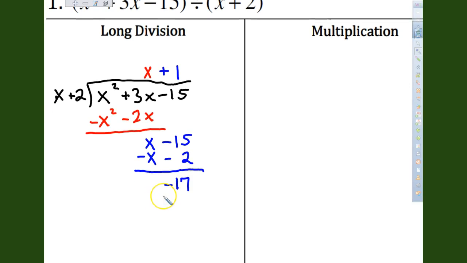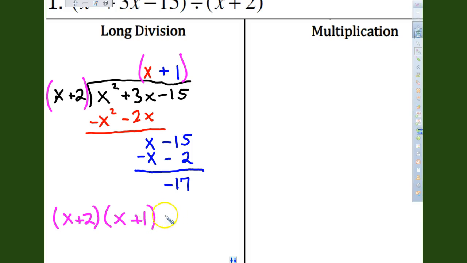Now, just like we did before, we multiplied 4 times 4 and then added the remainder. So we're going to do the same thing, but with polynomials. All right, so it's going to be x plus 1 times x plus 2, and then minus 17 as the answer. X plus 2 times x plus 1, and then minus 17. And that would be the correct format of your final answer right there.